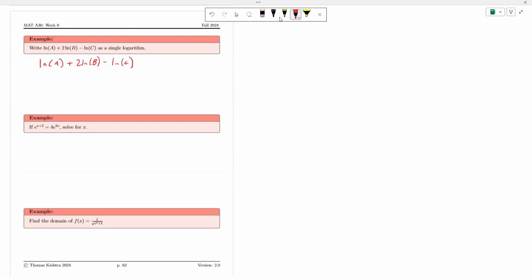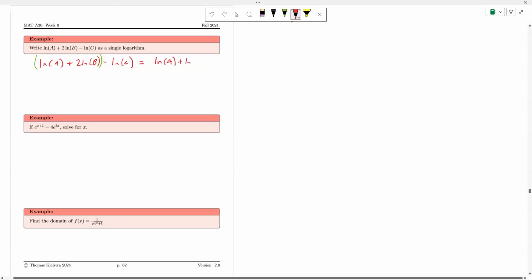Now, to help with this, I'm going to put some brackets in. Because remember, order of operations is left to right, but here, putting these brackets in actually helps with the computation because we don't get confused. So here, we can bring this 2 up. So it gives us ln of a plus ln of b squared, all minus ln of c.